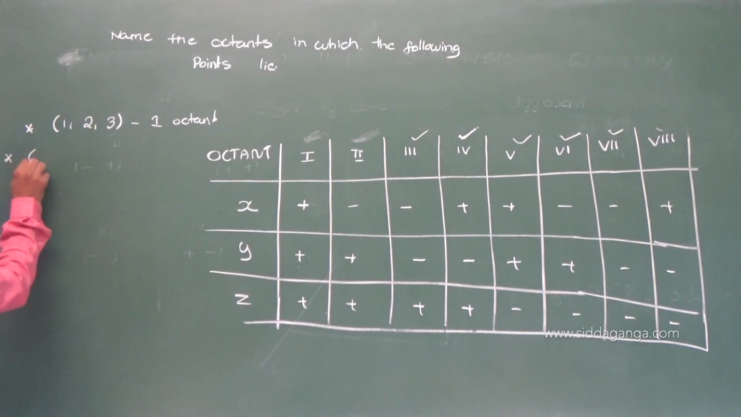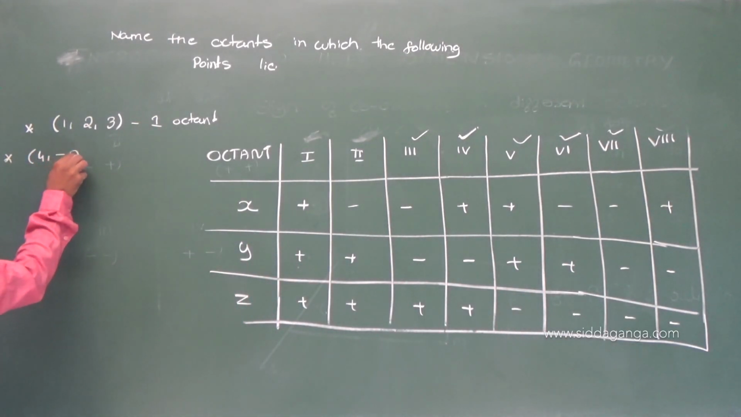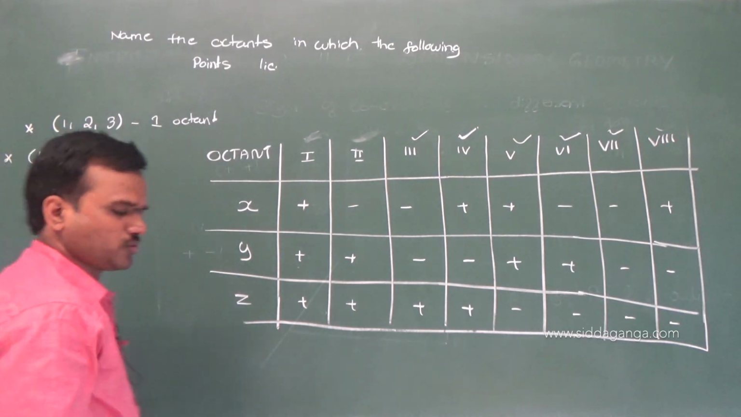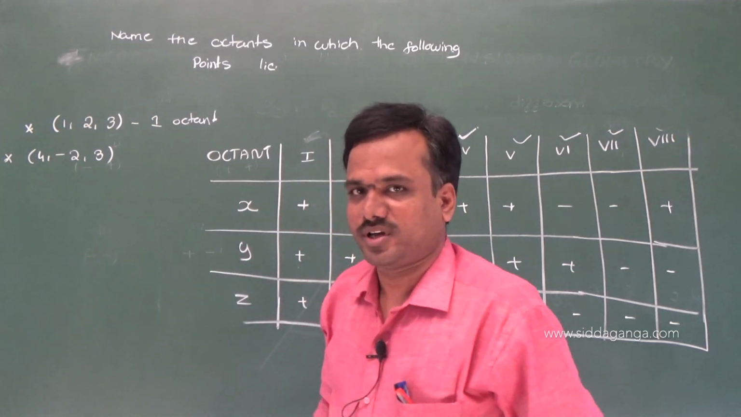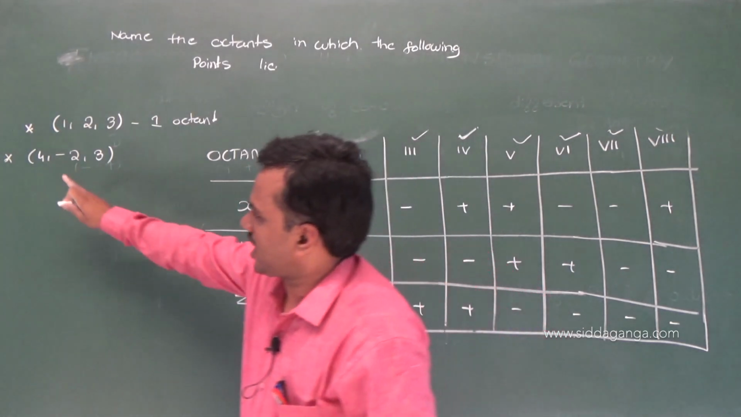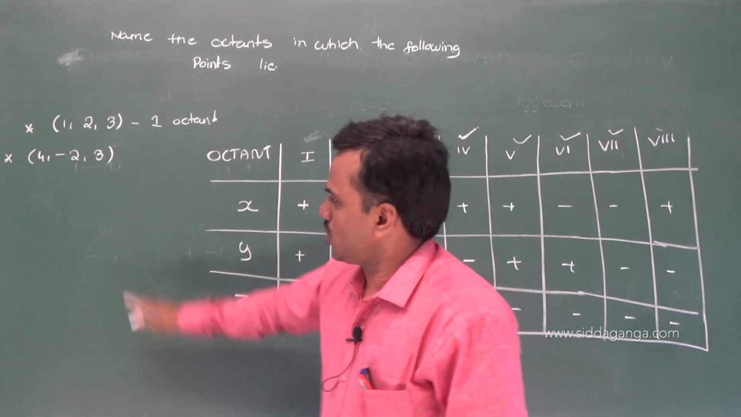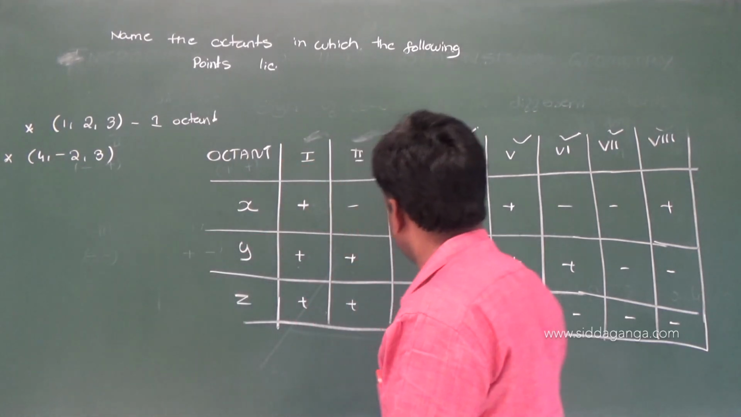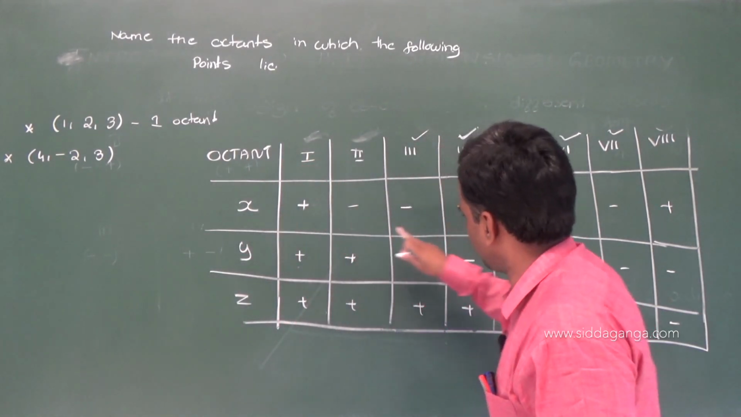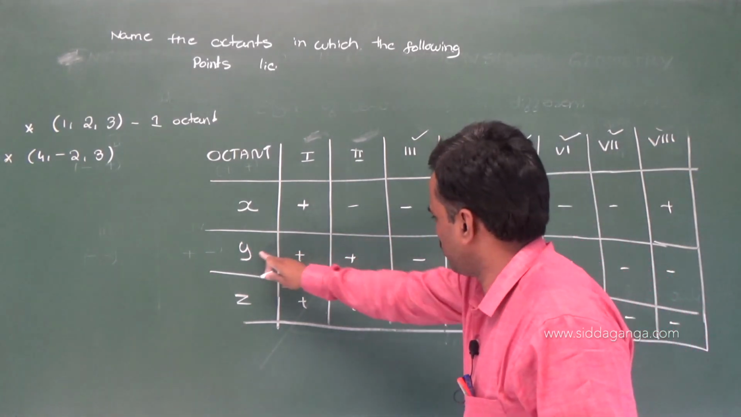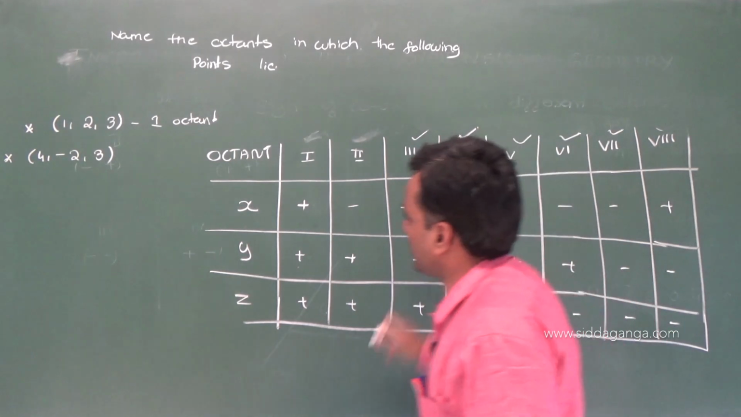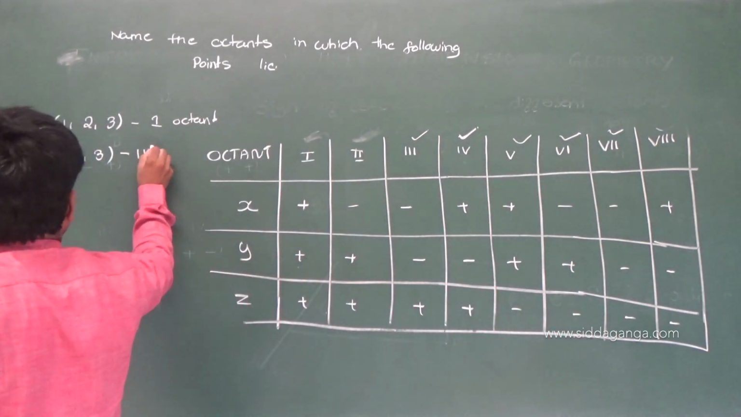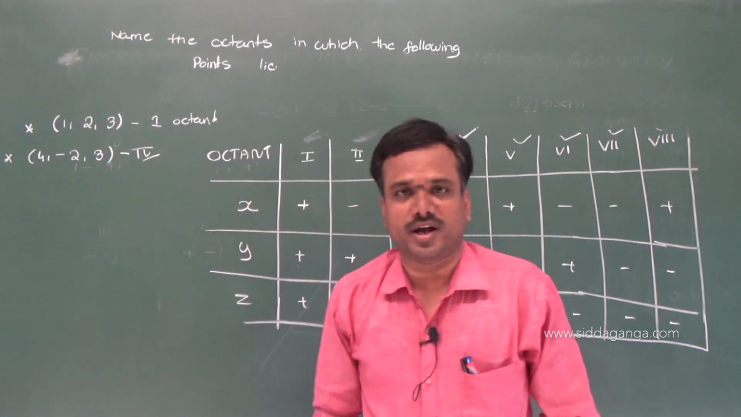Second problem, 4 comma minus 2 comma 3. Carefully observe, in this point, x coordinate is positive, y coordinate is negative, z coordinate is positive. That is nothing but the fourth octant.